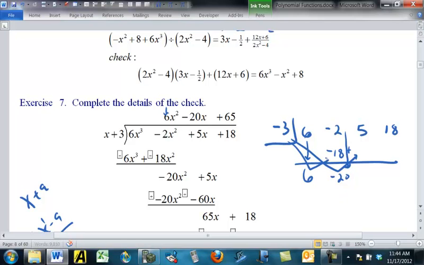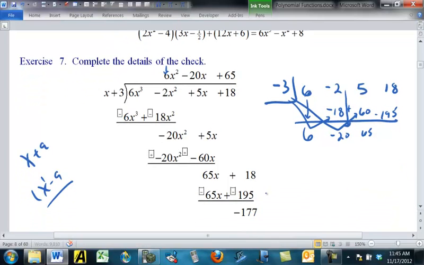We did that here. Negative 3 times negative 20 is positive 60. Add, it's 65. Negative 3 times 65 is negative 195. And that's what I had here. And then I add and get negative 177. So notice this last one is your remainder. Right? See that right there?